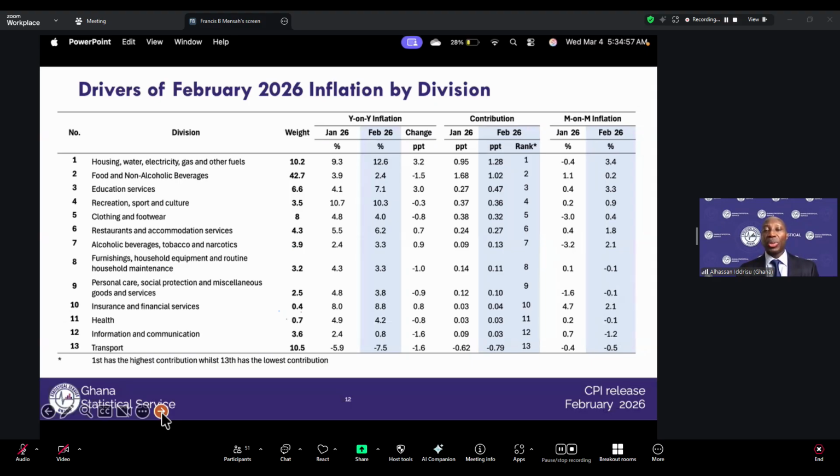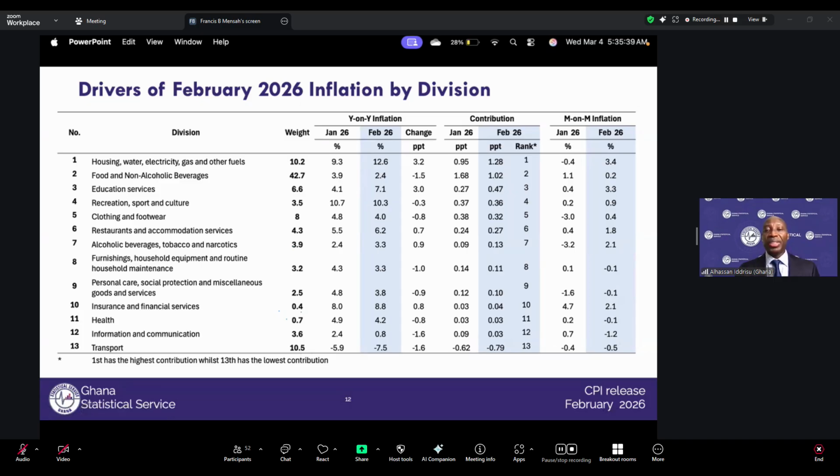As I mentioned, we've seen some gains in terms of year-on-year inflation, but because food is very heavy in the basket, even when you have moderation in the inflation rate, it still impacts the contribution to overall inflation because of its heavy weight. Now, the third largest contributor is education services, which contributed about 14% to overall inflation. Then we have recreation, sports, and culture, following with a contribution of about 11% to overall inflation.